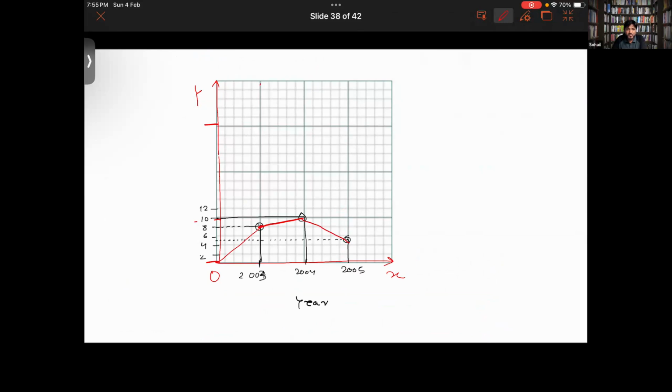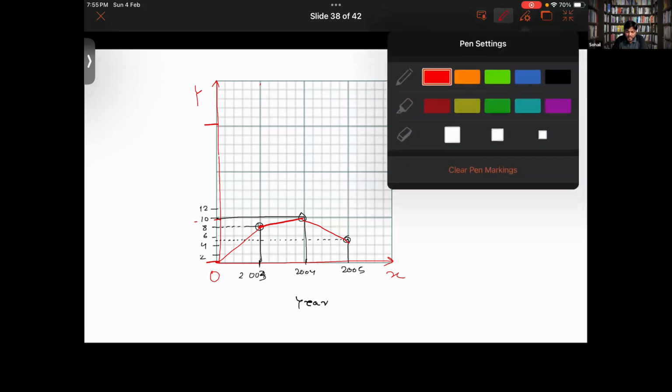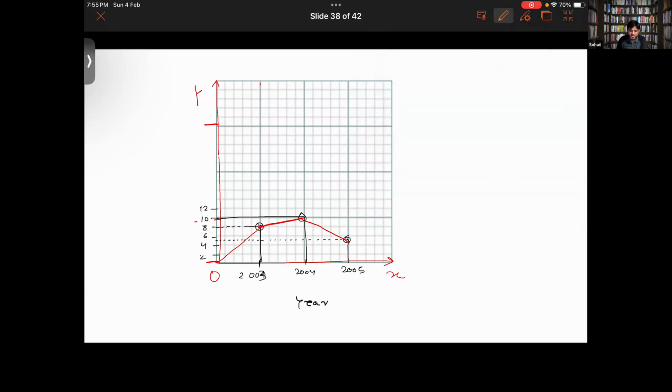Is that clear to everyone? Yes, sir. Sir, how much distance should we take between two years? In between, you have to take one of the bigger square blocks. Now you have to take the bigger square blocks, right?